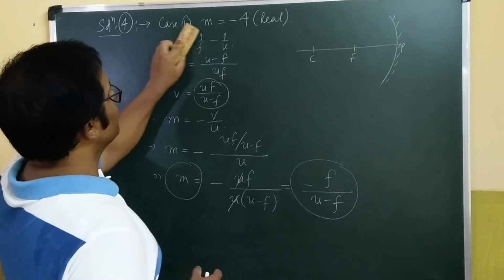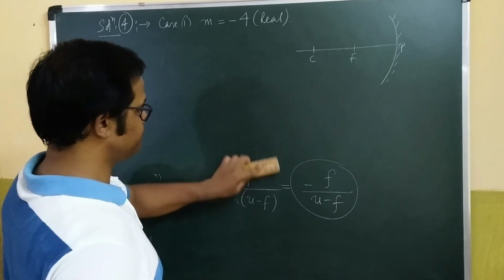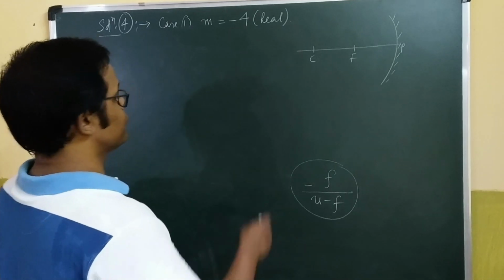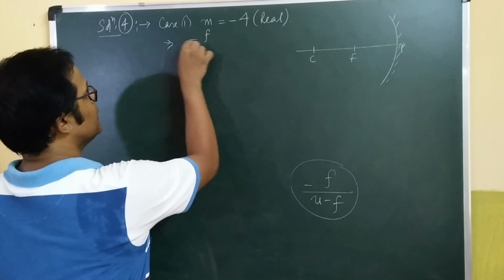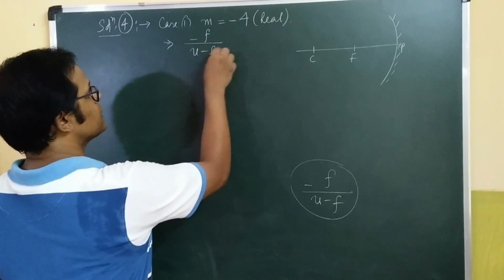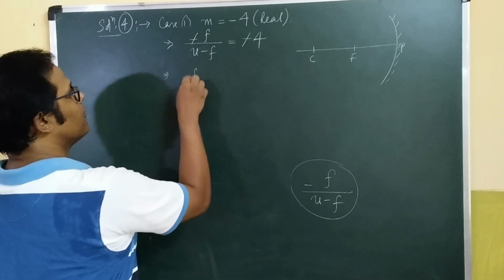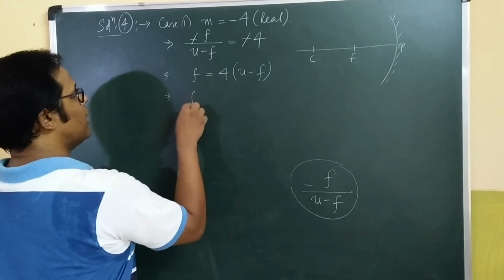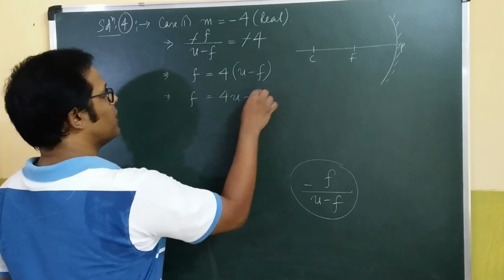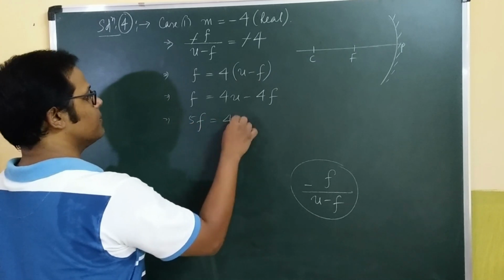So now we can move forward and do it something like this. M is given as minus 4. So in place of m, now I can write directly minus f by u minus f should be equal to minus 4. I lose this minus sign, so f should be equal to 4 times of u minus f. So f should be equal to 4 times of u minus 4 times of f. That is 5 times of f is 4 times of u.